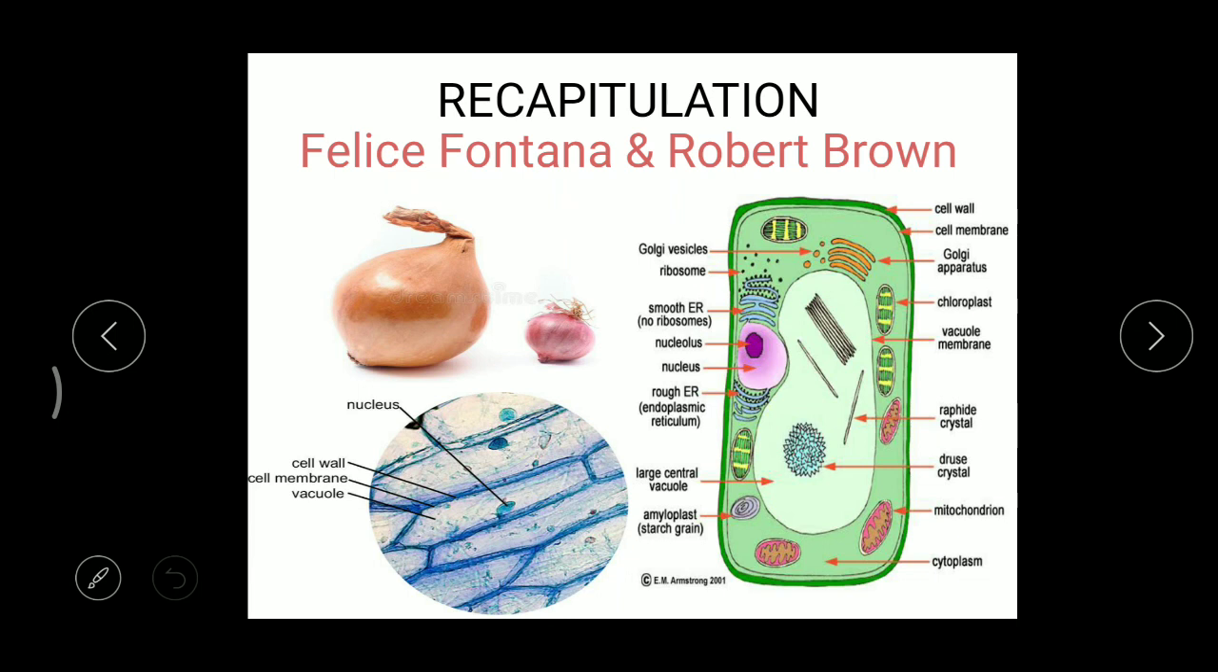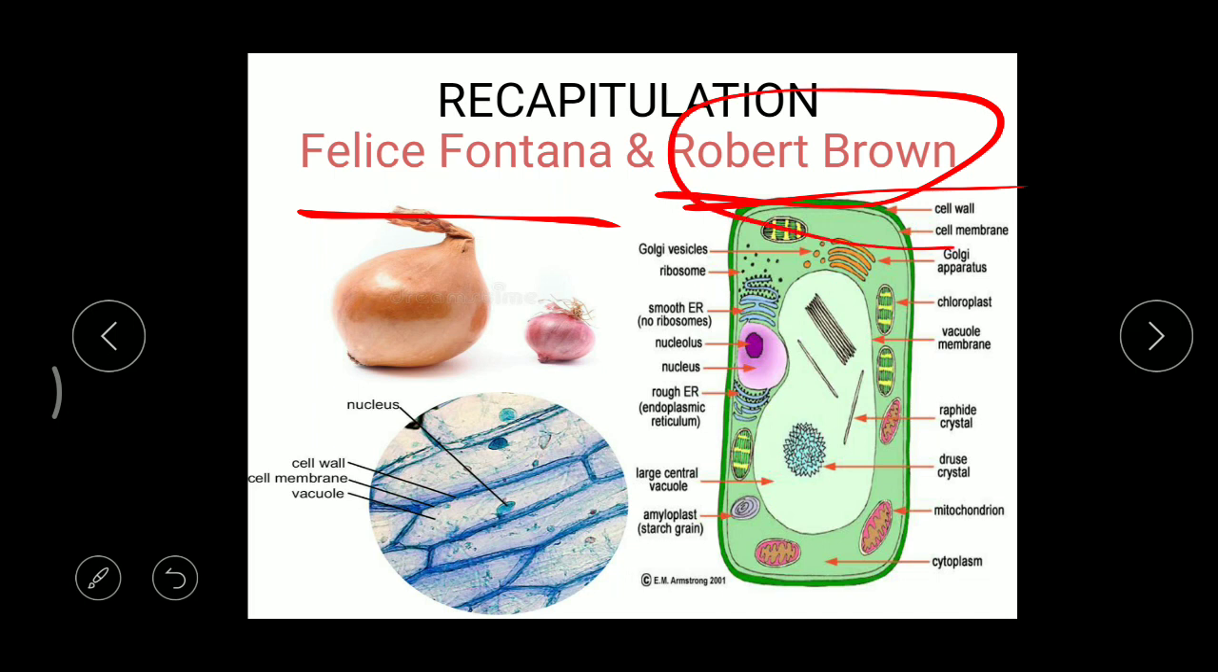And later, the scientists Felix Fontana and Robert Brown. Felix Fontana first observed a nucleus. But later Robert Brown made a very massive experimentation on many cells, and he concluded that the nucleus is a very important structure in the cell. So the credit of discovery of the nucleus goes to Robert Brown.